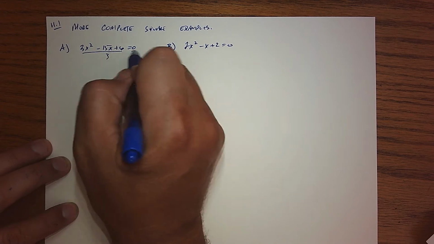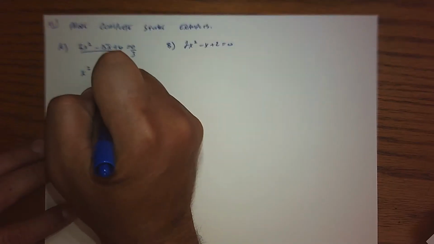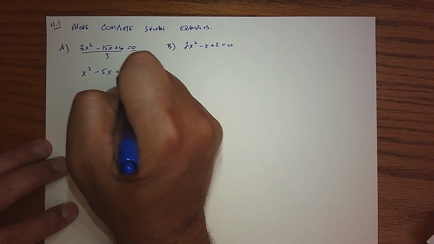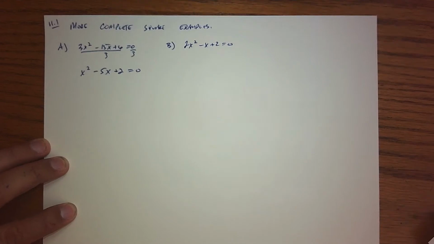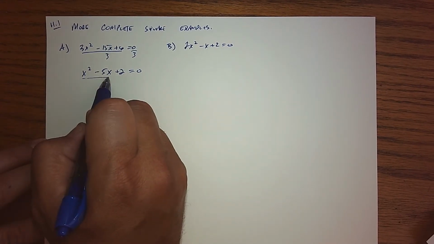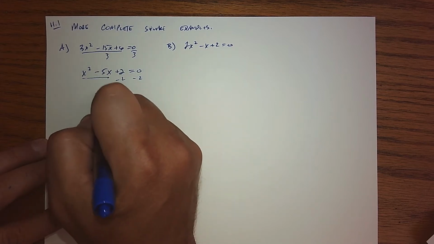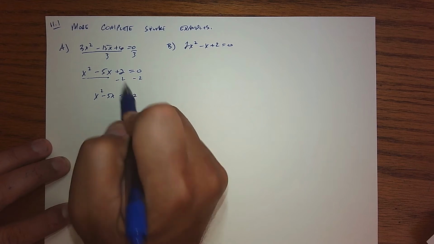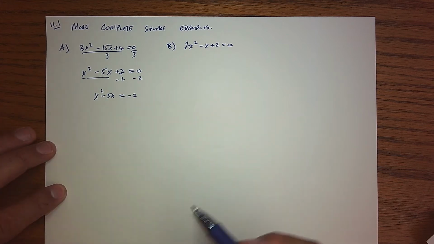So in the first one, the lead coefficient is not 1, so that's my first problem. Easy, we'll just divide everybody by 3 to get rid of it. So that gives us x squared minus 5x plus 2 is equal to 0. And so there's our first step. Next one is to make sure that the terms that represent the incomplete square are isolated. They're not. So I need to subtract 2 from both sides.